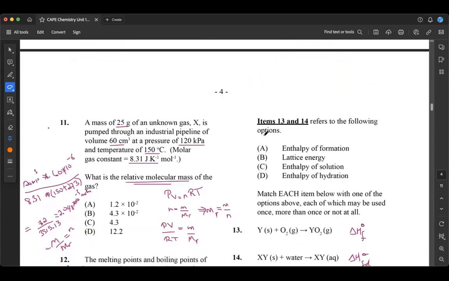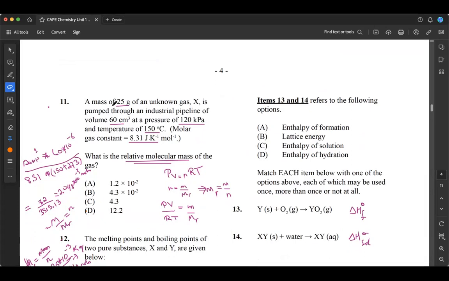Moving along to 11. 11 says that a mass of 25 grams of an unknown gas X is pumped through an industrial pipeline of volume 60 centimeter cube at a pressure of 120 kilopascal and temperature of 150 degrees C.